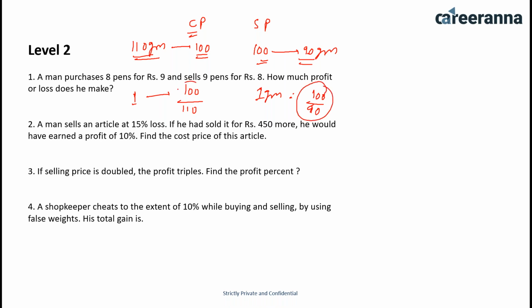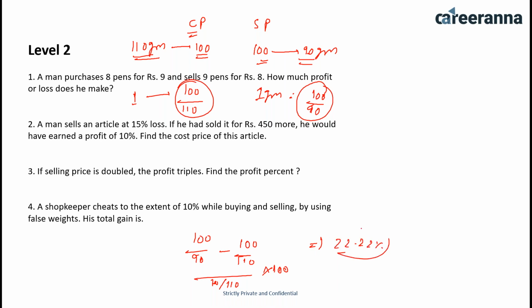This is selling price. This is cost price. Can we do it? 100 by 90 minus 100 divided by 110, divided by 100 by 110 multiplied by 100. Very easy question. We can easily do it. 22.22% is the gain. Yes, I'll explain. Okay, don't worry.